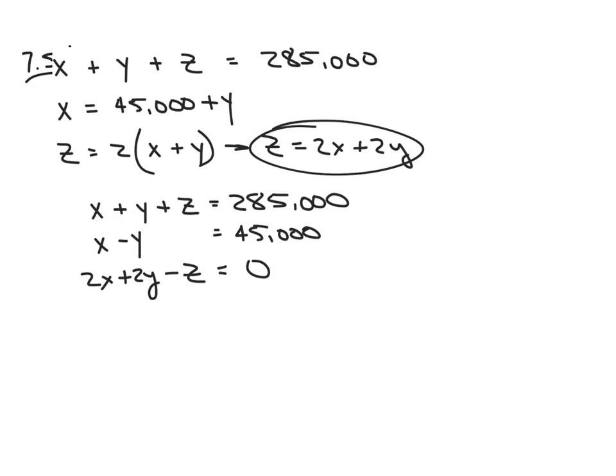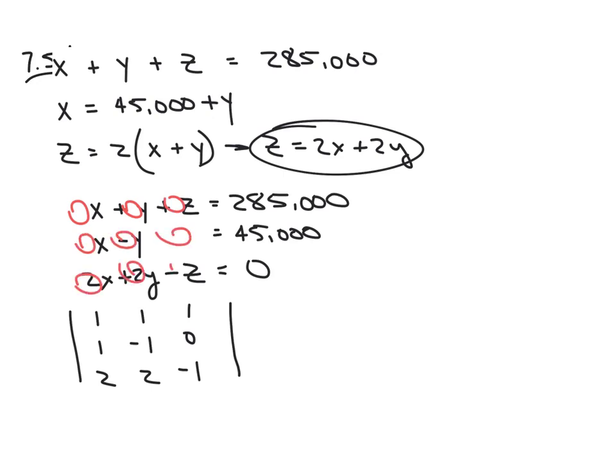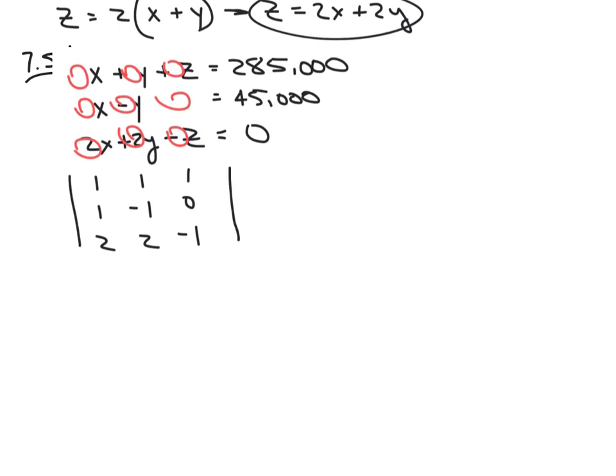That gives us the determinant of the coefficients, which is going to look like this: 1, 1, 1, 1, negative 1, 0, 2, 2, negative 1. Okay, I got those numbers from the equations: 1, 1, 1, 1, negative 1, 0, 2, 2, negative 1. That's where that came from. All right, I can pretty much get rid of everything except this here, except I am going to need these numbers here when I find my D of x and D of y and D of z.